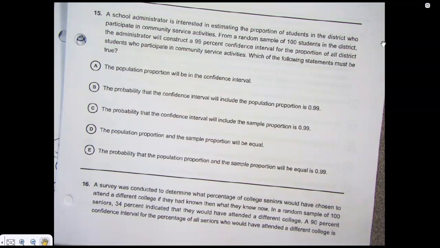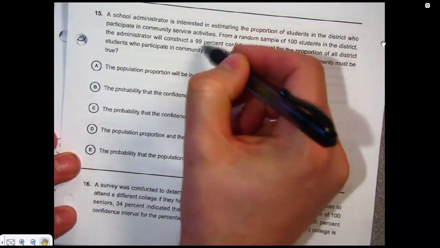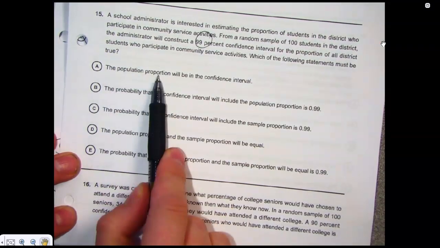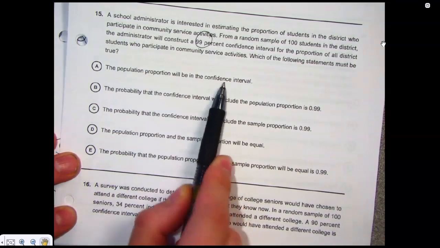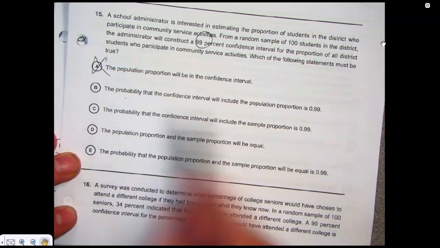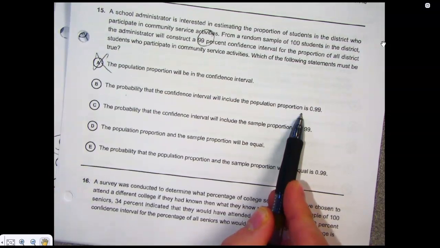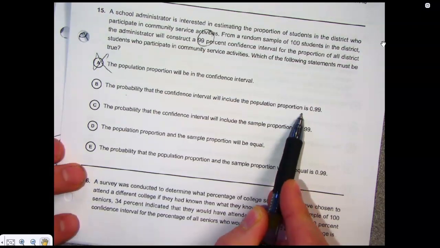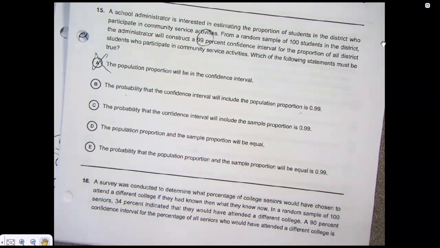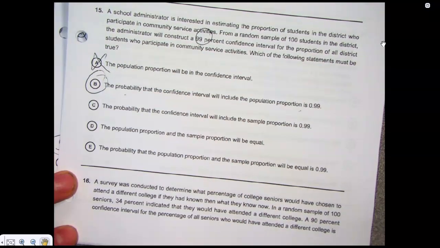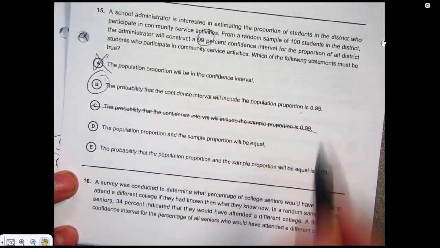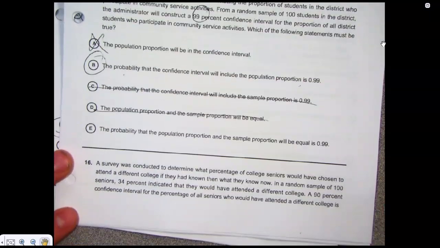Think about this with the sample that you did. You went and asked 70 people a question, and is it a guarantee? So it's a 99% confidence interval, but is it a guarantee that the population proportion will be in your interval? It's not a guarantee. Is it 99% likely? The probability is 0.99. So if you did it over and over and over again, 99% of them would contain that. I deleted C and D because they say sample.